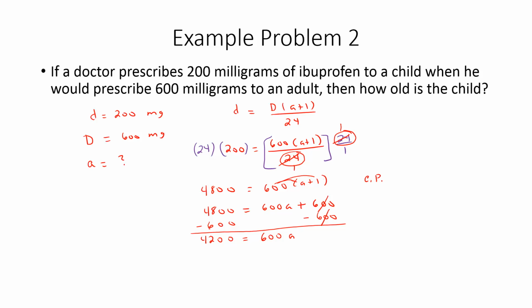Now the last thing that I'm going to do is to use my multiplication principle to isolate A. I want this to be 1A. So since I have 600 times A, I'm going to divide by 600. That's because any number divided by itself is 1. And that's my objective, to make this into 1A. So I get 7 equals A. So the child in this case is 7 years old in this situation.